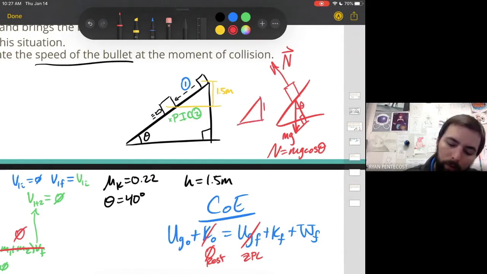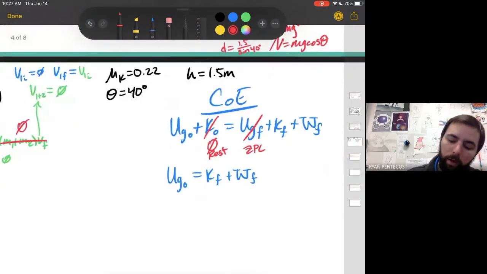The distance, we know vertical drop of 1.5. The theta is 40 degrees. If we want this distance here, if we took sine 40, that is opposite over hypotenuse. So D would be 1.5 divided by sine 40. So we've got D, we've got N, we can use the work of friction.